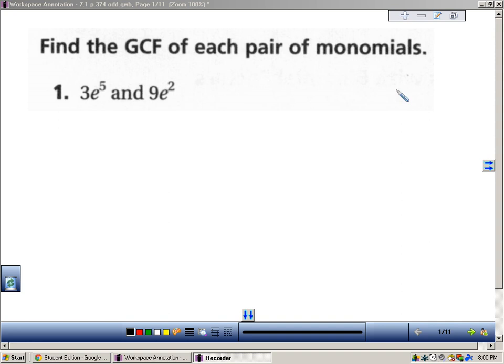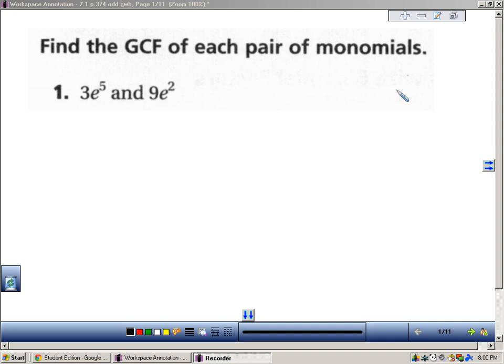It's 8 o'clock, and I'm going to be working on this practice assignment. It's page 374, all the odd questions, section 7.1. Remember, our goal is to find the greatest common factor of two monomials. So we have a pair of monomials, and our job is to find the greatest common factor. And that's our goal for this lesson.